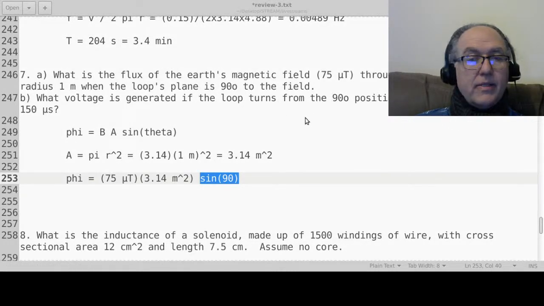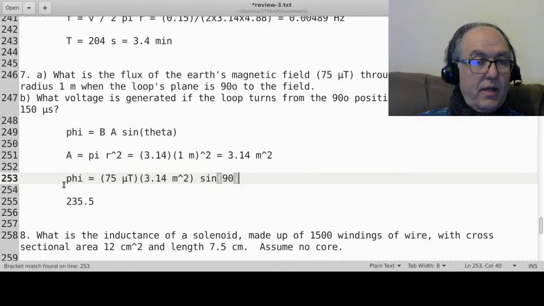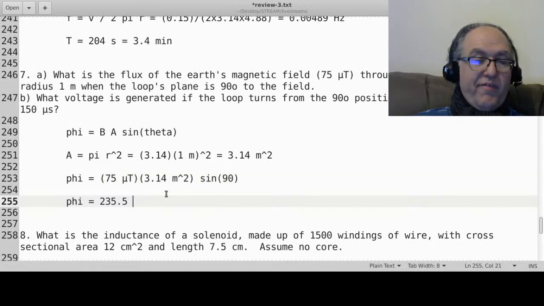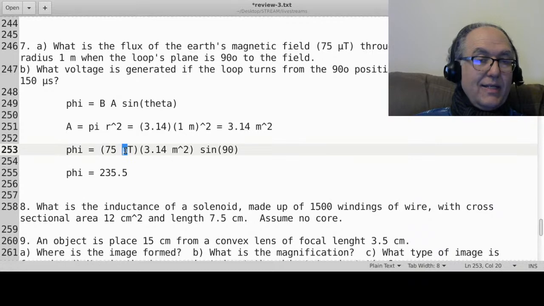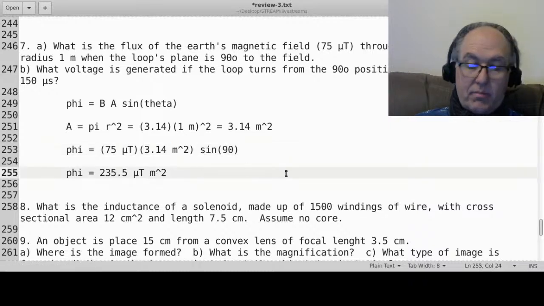75 multiplied by 3.14 is going to be 235.5, but it is not just Teslas, it's microteslas and meters squared. Sometimes I put a little dot in there, it helps to read it a little bit better. I don't know, that looks a little funny to me, but there we go.